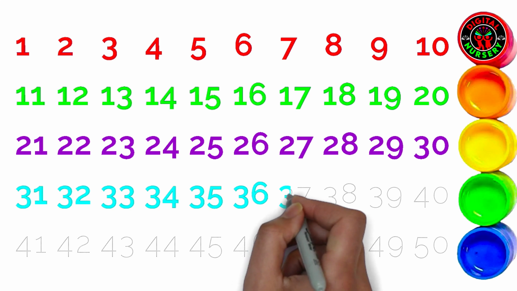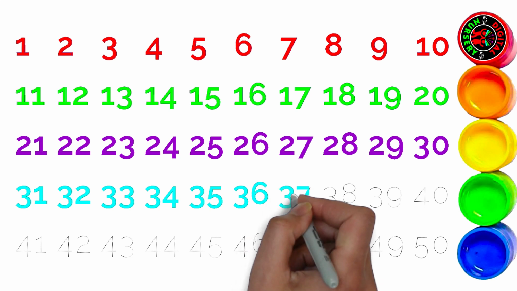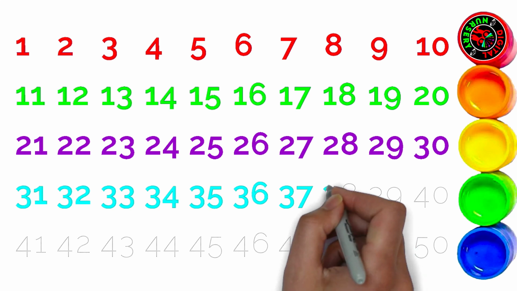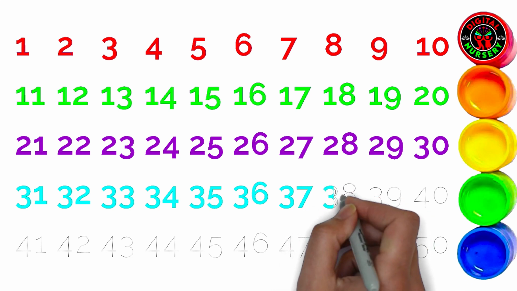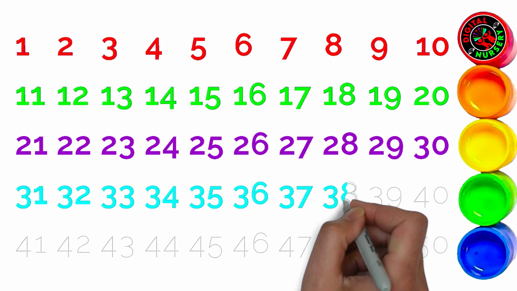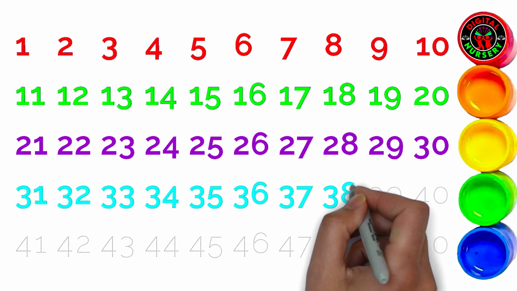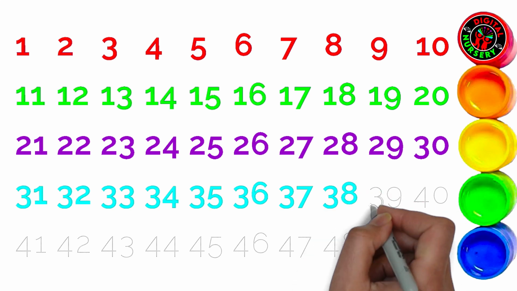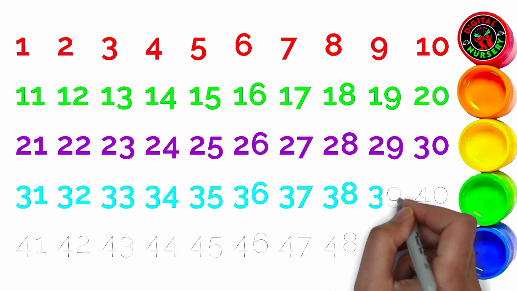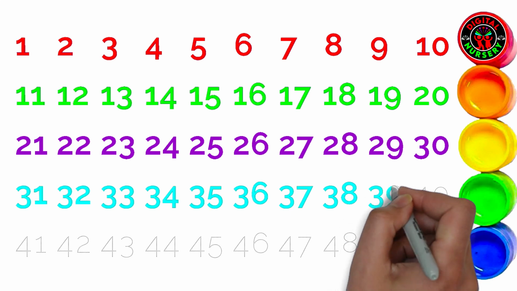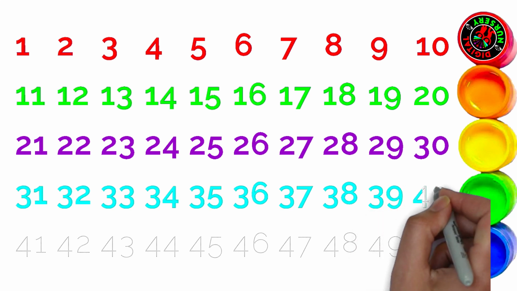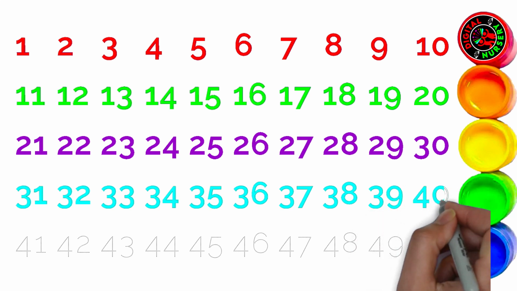37. Let's write 37 in blue color. 38. Let's write 38 in blue color. 39. Let's write 39 in blue color. 40. Let's write 40 in blue color.